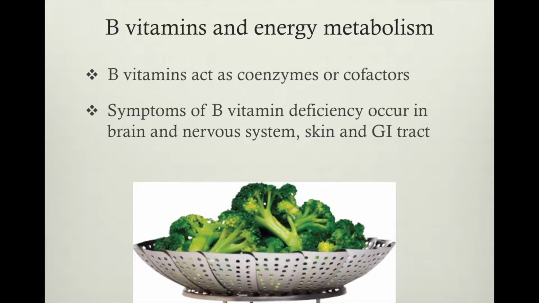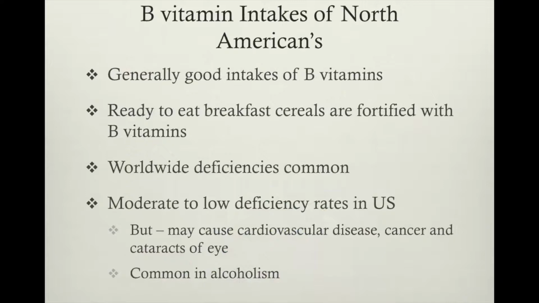Here you see a picture of broccoli in a steamer, and steaming is a good way to preserve the B vitamins because steaming cooks very quickly and the broccoli is not directly touching the water. Remember that the B vitamins are water soluble, and so having them boiled, for example, could cause a lot of B vitamin loss. All right, so generally speaking, most people in North America do have adequate levels of the B vitamins.